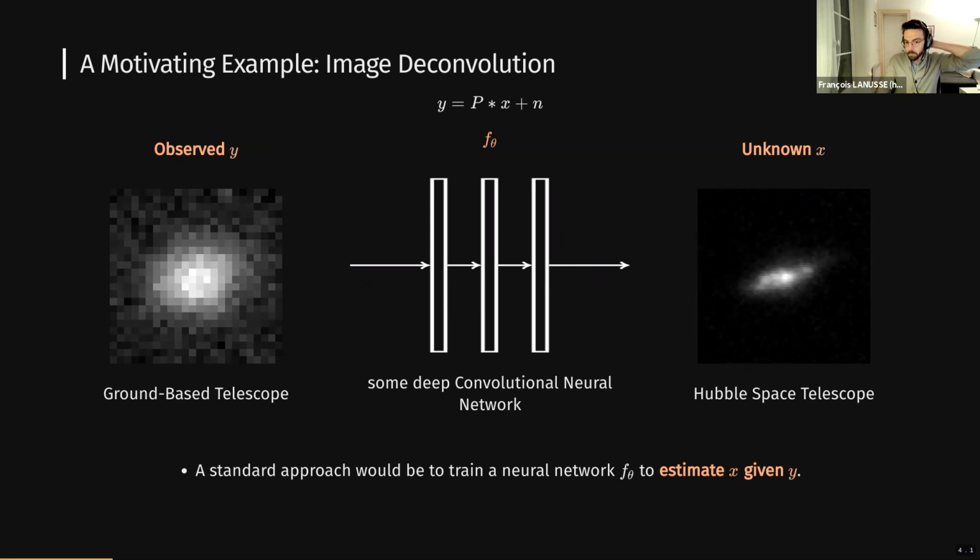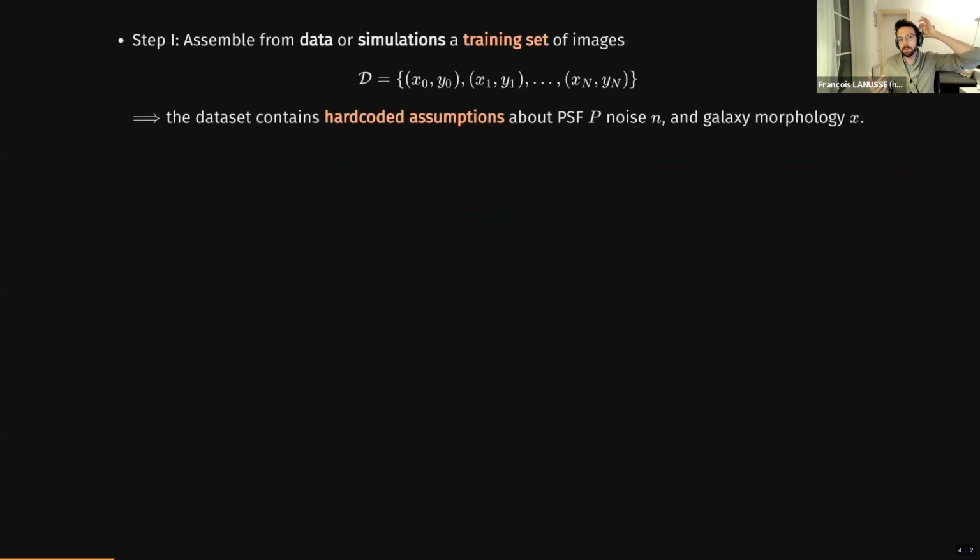All right, so why not? You can try to do that. And actually a lot of papers have tried to do that, but let's see what happens. So the first step that you would take here is to start assembling your training set. So how do I do that? For instance, I have either some space-based observation, some Hubble observation that I can take as my reference high-resolution image, or I can run simulations.